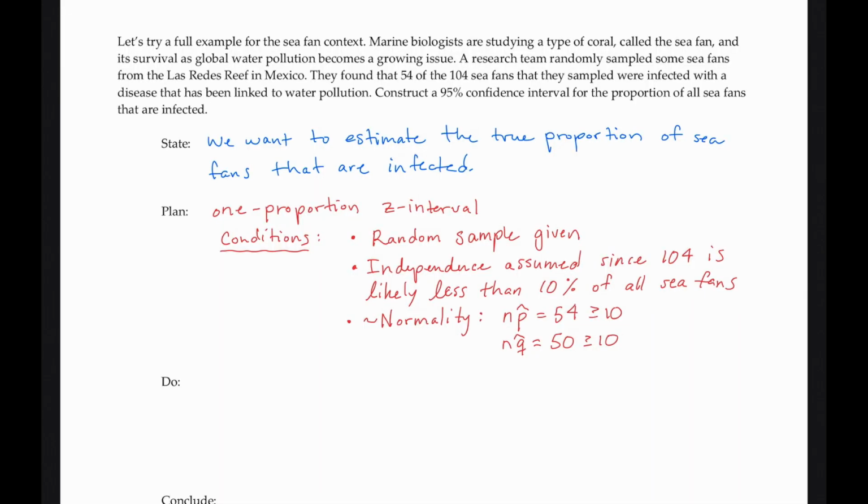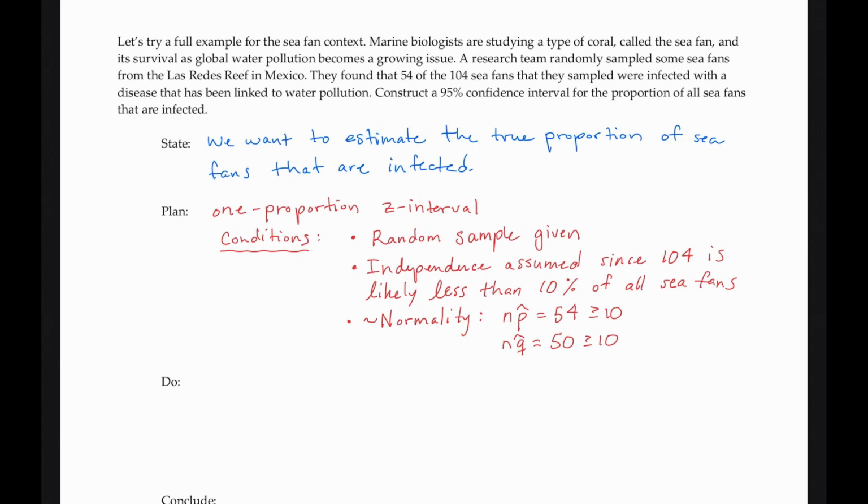All right, so here are the conditions. Randomization, that's given already in the problem there, so we state it. Independence. We're going to assume that 104 is less than 10% of all CFANs. I'm going to guess that there are thousands, maybe even millions of CFANs that exist out there. And then normality. Usually we do np and nq, but this time around we don't have p, thus we don't have q, so we're going to use the p-hat. And so in this case, there are 54 successes from our sample, which means there are 50 failures. Both of those are over 10, so we're good to go on planning.